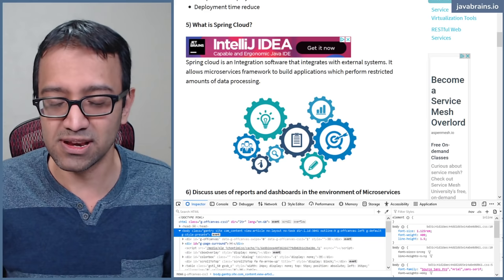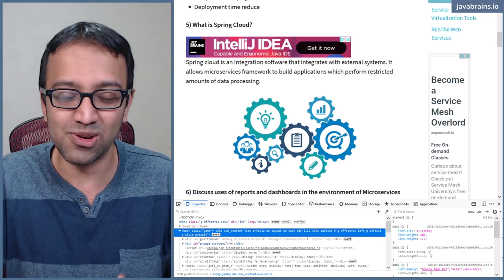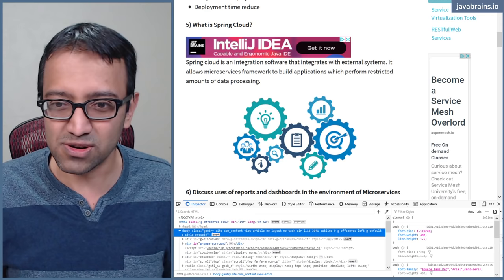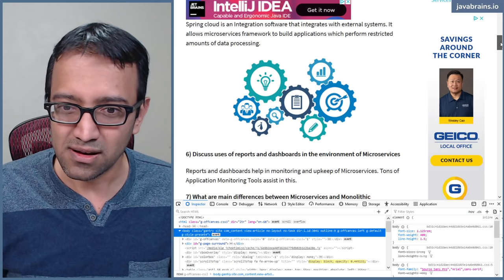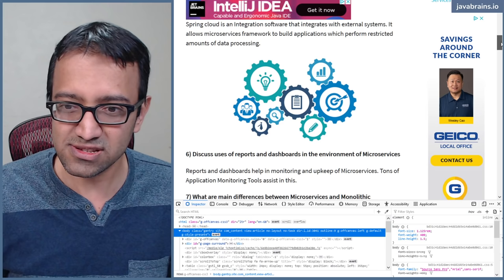Of course, you would have a system which actually spins up new instances when an instance goes down. But in spite of that, if it's still a problem, then you alert support. So there are various levels to it. I don't know if that's what they're talking about. Maybe some kind of managerial dashboard for people to see how they're doing. "Reports and dashboards help in monitoring and upkeep of microservices. Tons of application monitoring tools assist in this." Yeah, I guess that's what they're talking about.